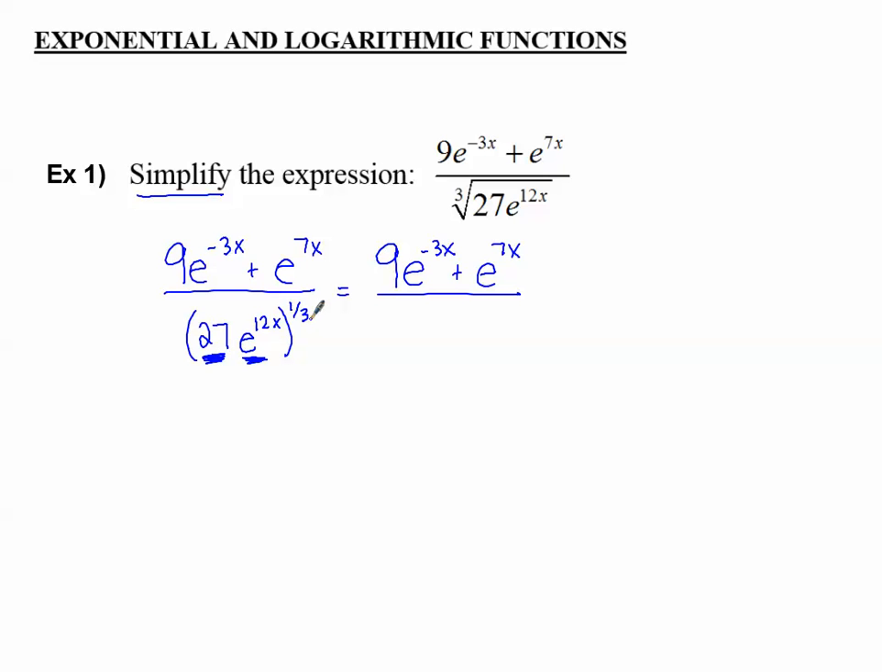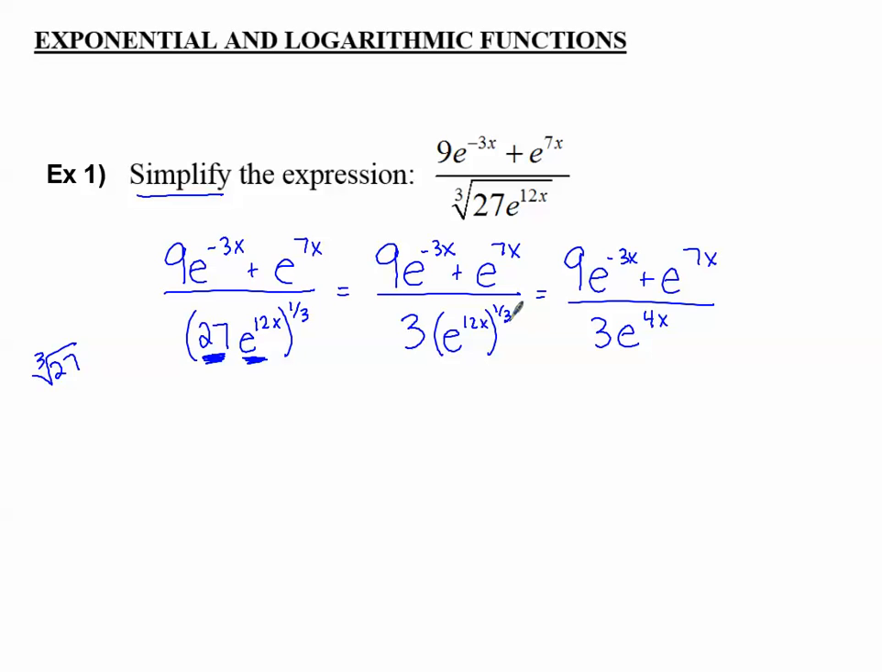27 to the 1/3 means cubed root 27. Of course, that's where we got it. And the cubed root of 27 is 3. E to the 12x to the 1/3 means that we're multiplying the 12x times the 1/3. So that's going to look in the denominator like e to the 4x. 1/3 times 12x is 4x.